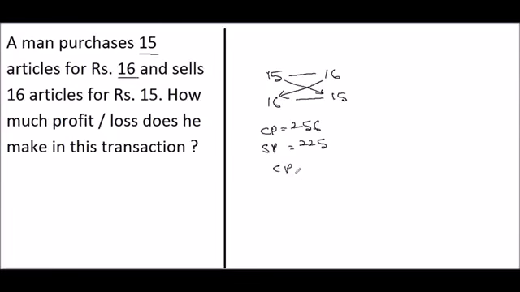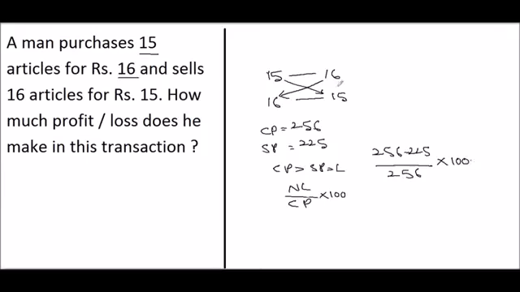When cost price is more than selling price, there is a loss in this transaction. How much percentage loss? That should be net loss divided by cost price into 100. Let's go for the net loss here. That should be 256 minus 225, right? Divided by this one, the cost price 256. You need to go by the cost price, into 100.